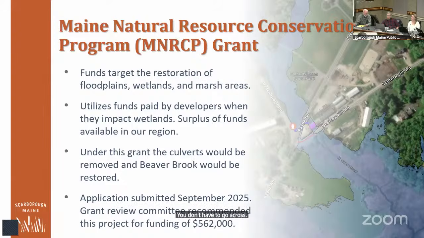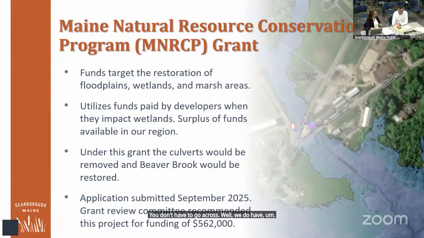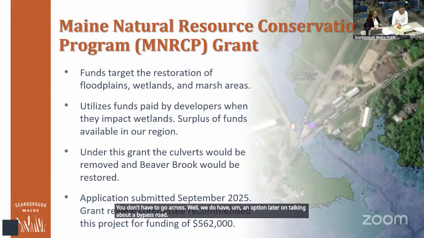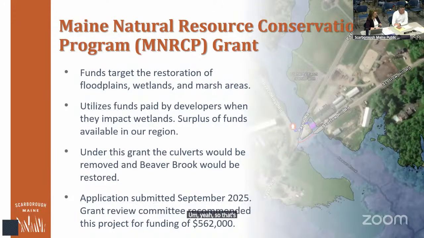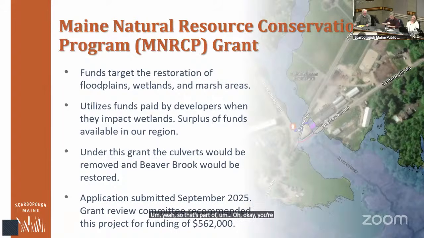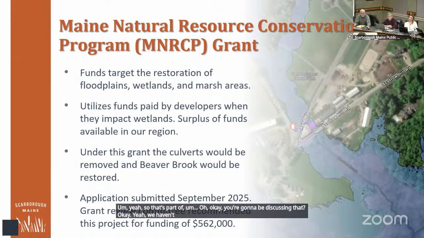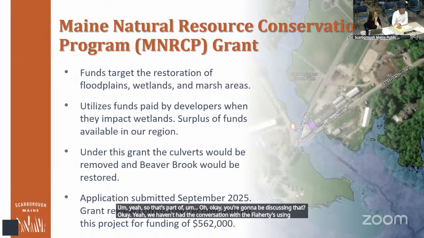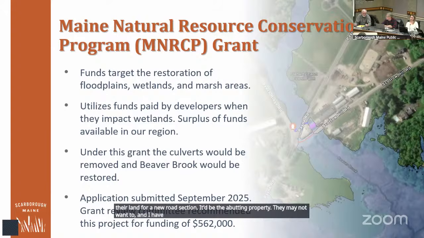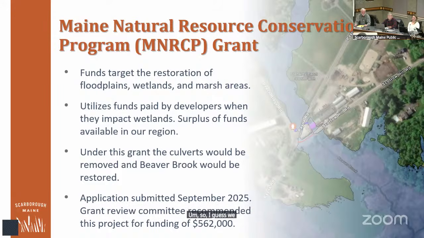Well, we do have an option later on talking about a bypass road. That's part of it. We haven't had the conversation with the Flaherty's about using some of their land for a new road section. It would be abutting their property, and they may not want to, and I have no interest in forcing them to. So I guess we kind of touched on that. Go back.